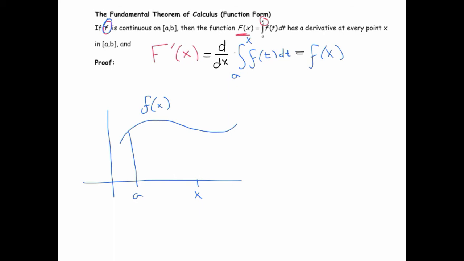So again, here's the proof of the first part of the fundamental theorem, and we'll look at some of the applications of this in the next video.